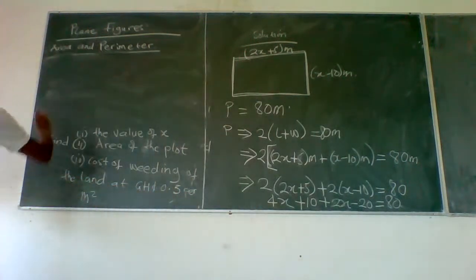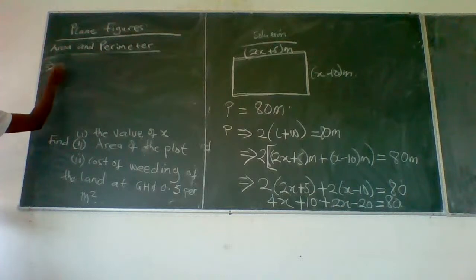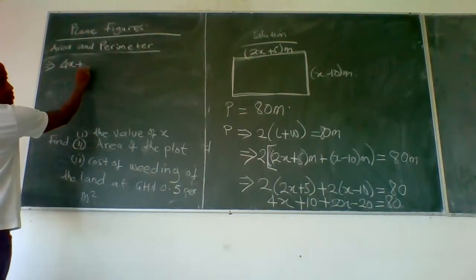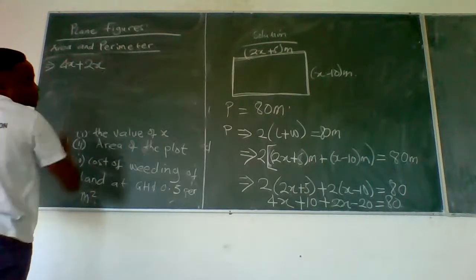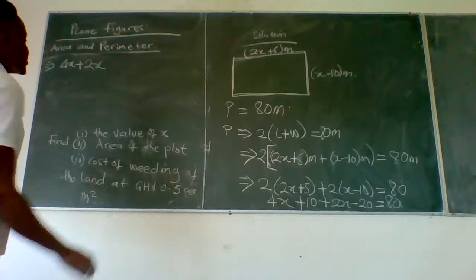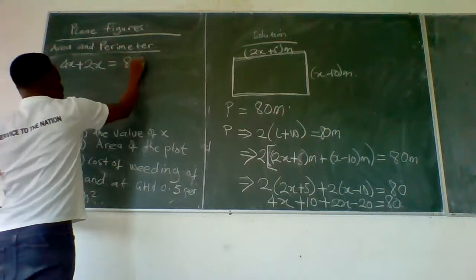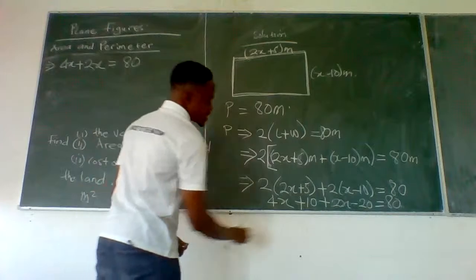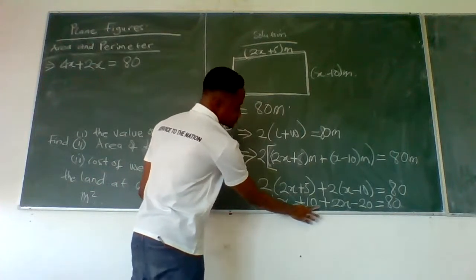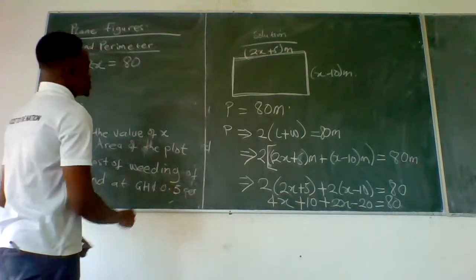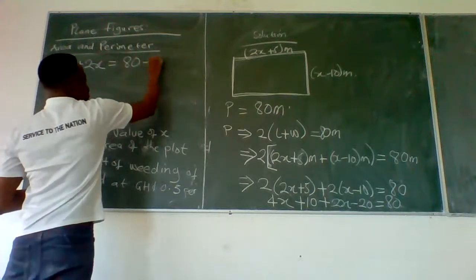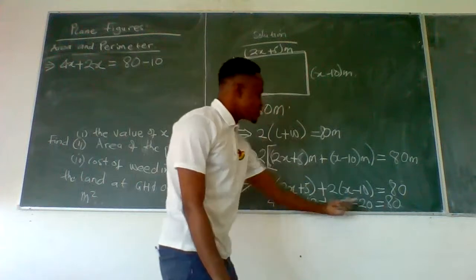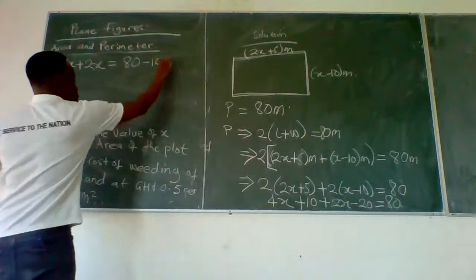So grouping like terms, then we have 4x plus 2x. Then we send all the constants to the other side. So you have 10, which is positive. So when I want this one to be 0, I'll subtract 10 from 10. So I'll do it on both sides, so minus 10. And then this side is negative 20. When I want this one to be 0, I'll add 20. So I'll add 20 to both sides, so plus 20.